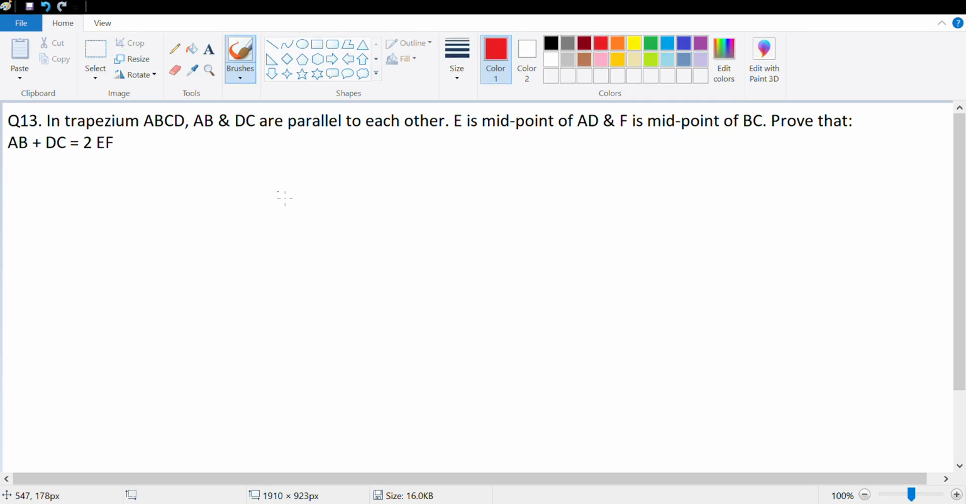Hi guys, that brings me to the last video of this chapter. Let's look at question number 13. It says in trapezium ABCD, AB and DC are parallel to each other. E is the midpoint of AD.